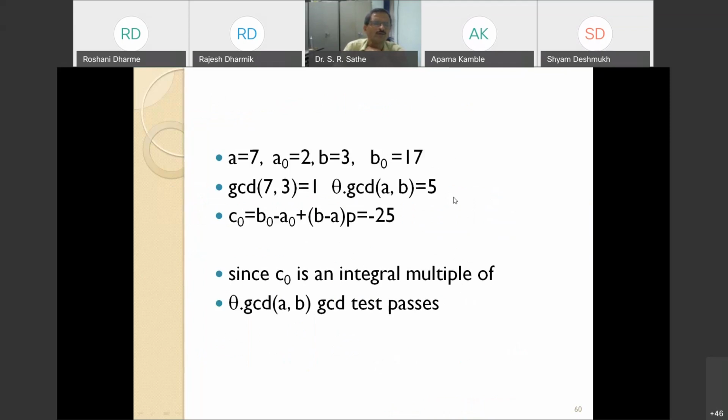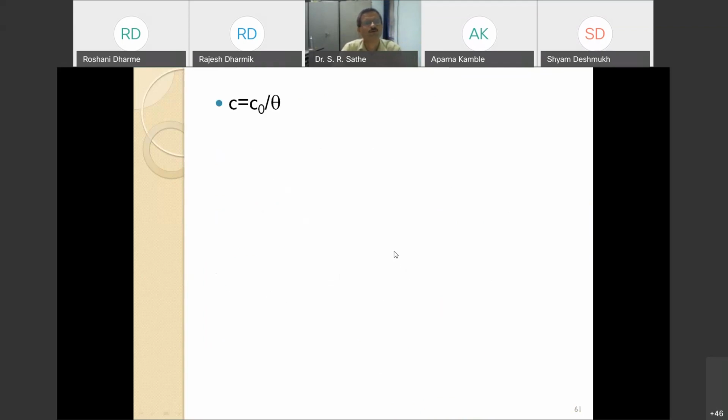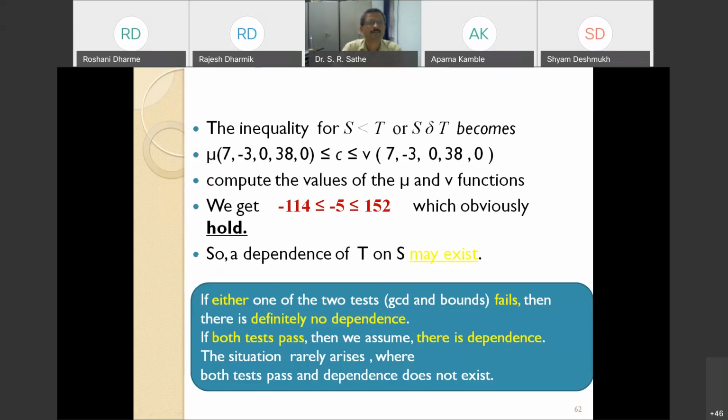Theta is 5, and we have computed minus 25. So since C0 is an integral multiple of theta GCD AB, the GCD test passes, so there may be a dependence, but it may be outside bounds.